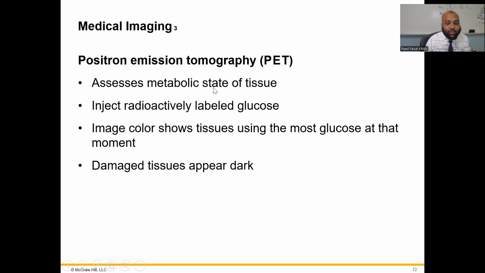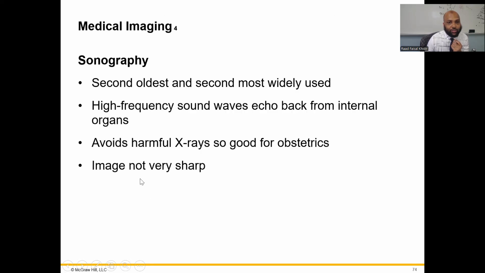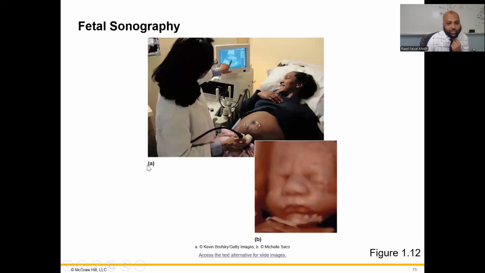So this assesses the metabolic state of the tissue. Positron emission tomography, PET scan, injects radioactively labeled glucose, and the image color shows tissue using the most glucose at the moment, and damaged tissues appear dark. Then we talked about the sonogram, with high frequency sound waves that echo back from internal organs, and that avoids the harmful X-rays. Okay, that is the sonogram, and you can see the baby already.